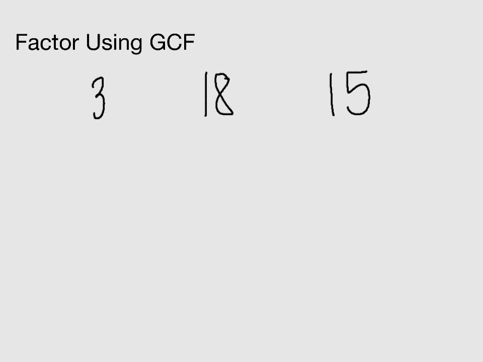We are going to factor using GCF. Remember that GCF means the greatest common factor. So let's look at these three numbers, 3, 18, and 15. I'm going to write down the factors for each of these.